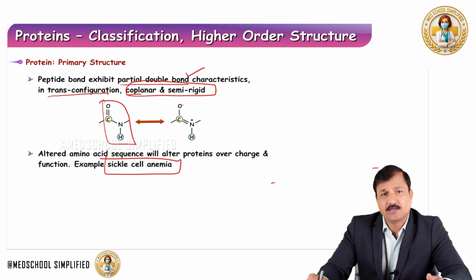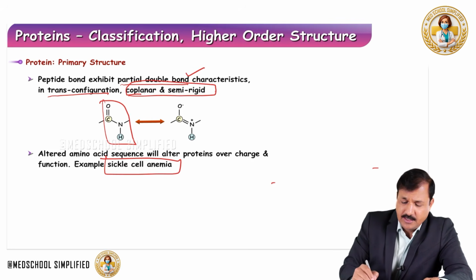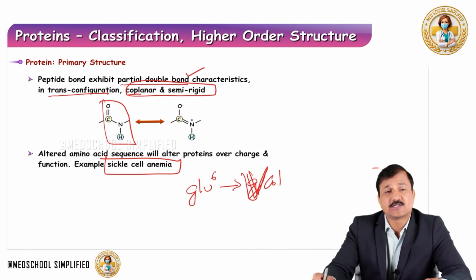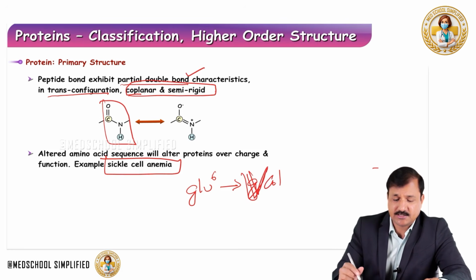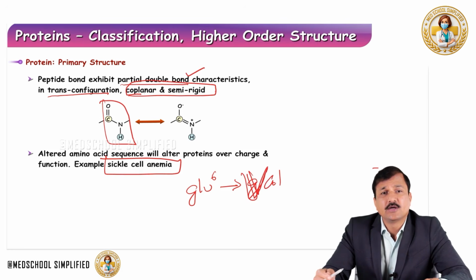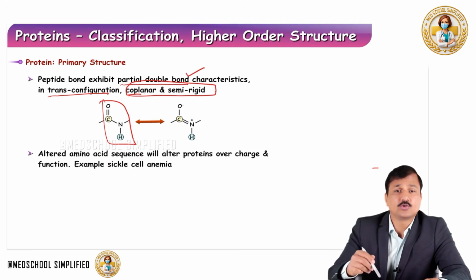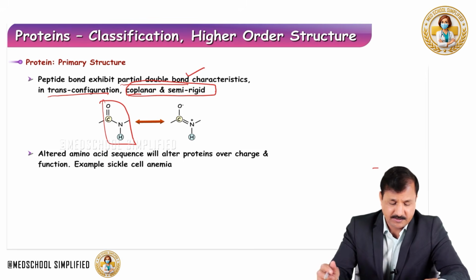Sickle cell anemia, especially in the beta chain of hemoglobin, where glutamate at the 6th position will be changed with valine, a hydrophobic amino acid. Valine at the 6th position instead of glutamate may lead to sickle cell anemia, especially if it happens in 2 of the beta chains in red blood cells.